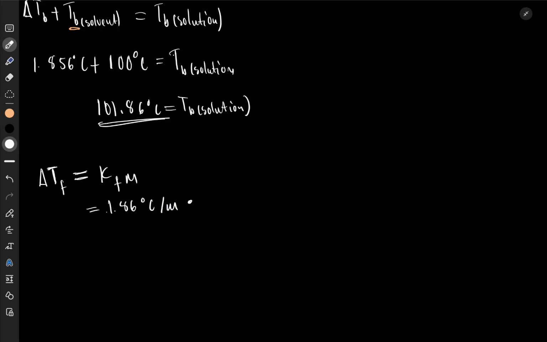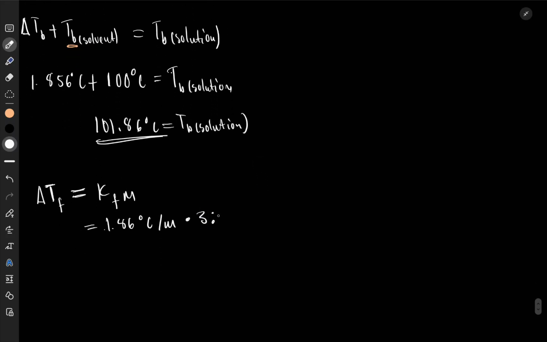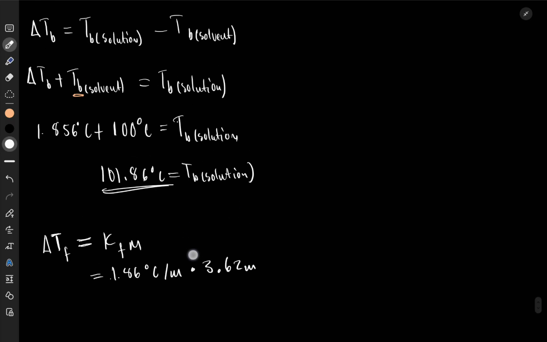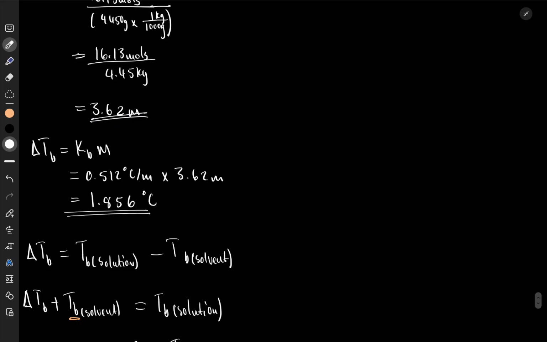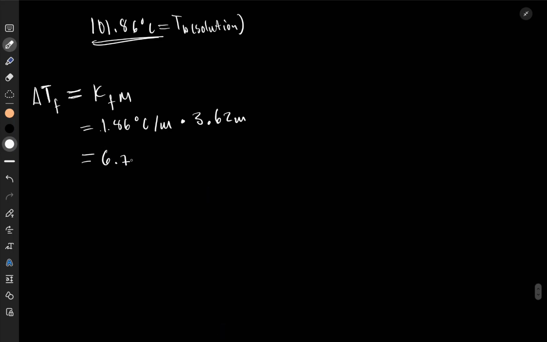Then we multiply by the molars, right? How many molars did we have? 3.62 molars, okay? This is a multiplication sign. And remember that this is where I got the 3.62. Then we can get the solution now. First, we'll say what is 1.86 times 3.62. We'll get 6.7332 degrees Celsius, okay? Which, if you want to put to three significant figures, we'll just say 6.73 degrees Celsius.